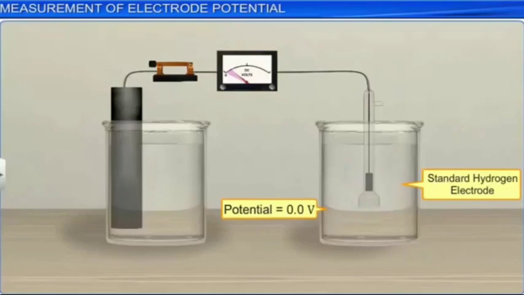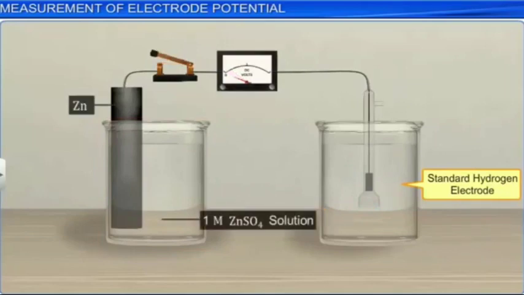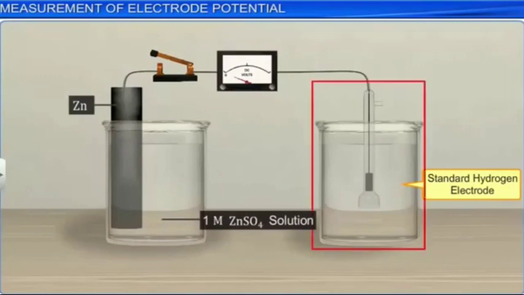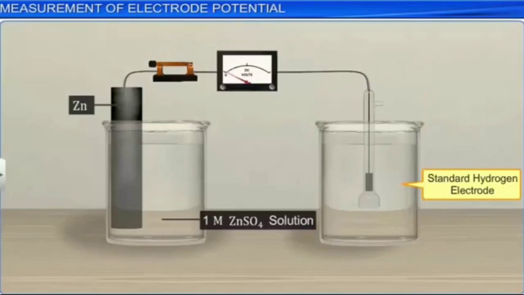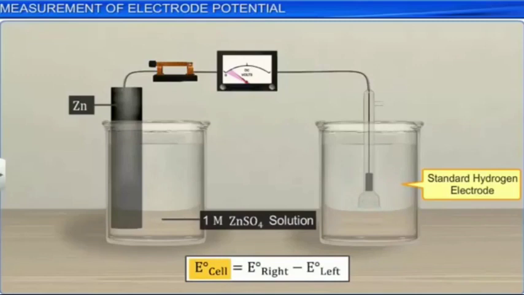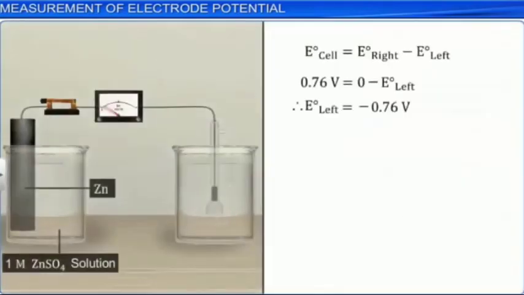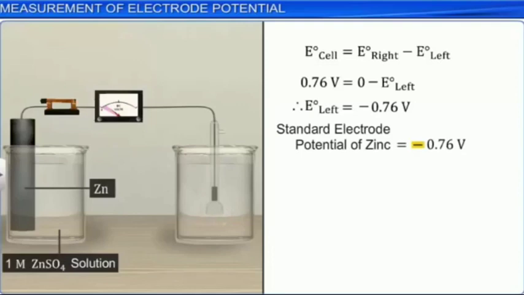For example, the standard electrode potential of a zinc electrode is determined by combining it with the standard hydrogen electrode and then measuring the EMF. The EMF of the cell is calculated as the potential of the right electrode minus the potential of the left electrode. Therefore, the EMF of the cell is equal to 0.76 volts. Thus, the standard electrode potential of zinc is equal to minus 0.76 volts. The negative value of the standard electrode potential indicates that zinc can reduce the H+ ions.